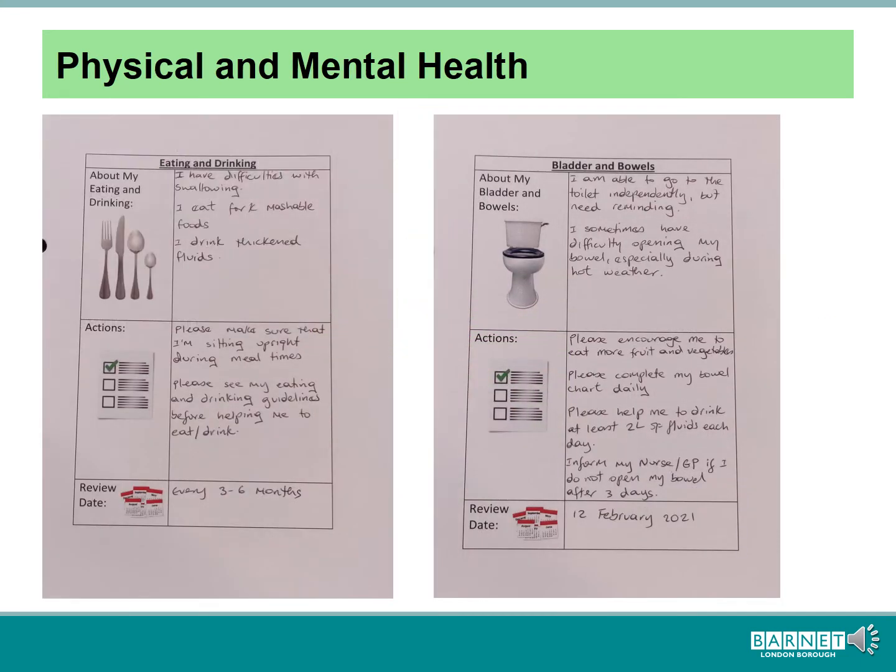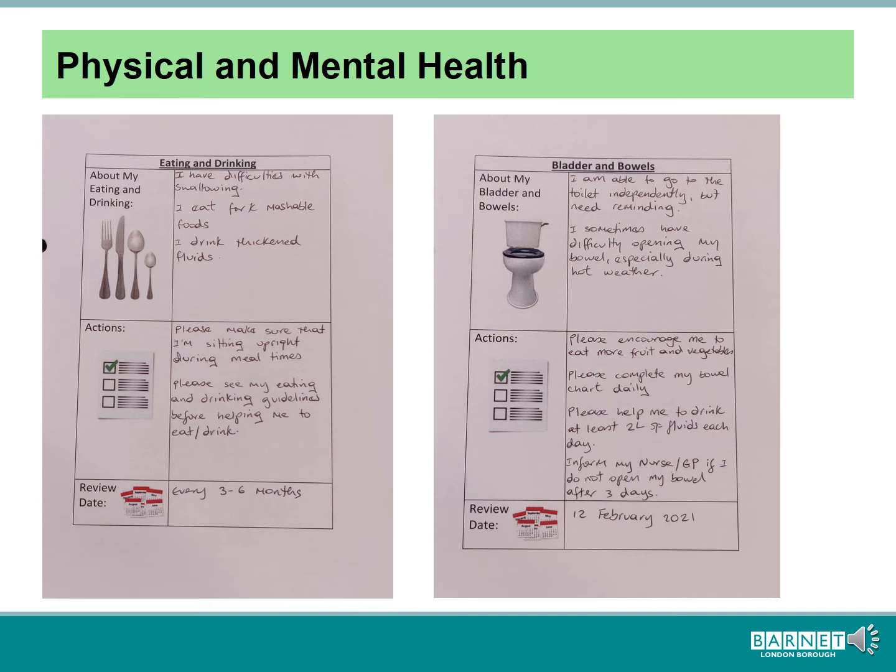Eating and drinking as the first example. It says about my eating and drinking. It could be the case where I have difficulties with swallowing, I eat fork-mashable foods, I drink thickened fluids. And then at the bottom it says action. This is the planning, how you're going to help them to achieve what has been written above. So, please make sure that I'm sitting upright during mealtimes. Please see my eating and drinking guidelines before helping me to eat or drink. And then at the bottom you have a review date. I've just put three to six months as an example.